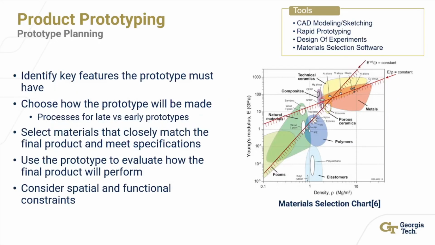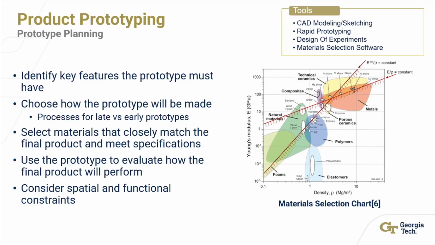Now next is arguably my favorite step, and it's product prototyping. So first we have to plan the prototype. We have to identify key features that the prototype must have and also choose how the prototype will be made. This is important as we have to select and weigh processes for the late stage prototypes and the early stage prototypes. Selecting materials also has to match the final product to meet the specifications.